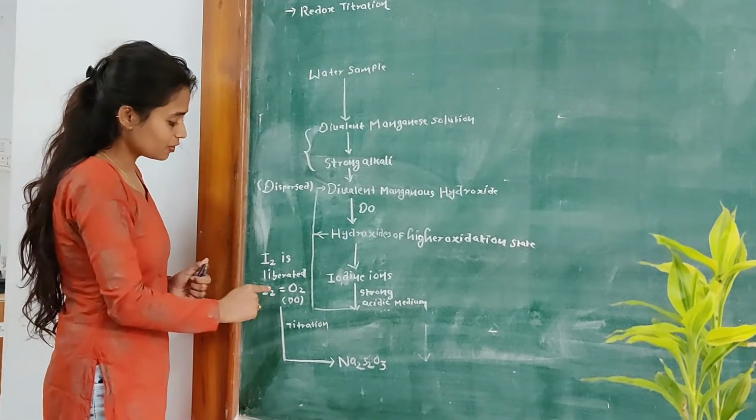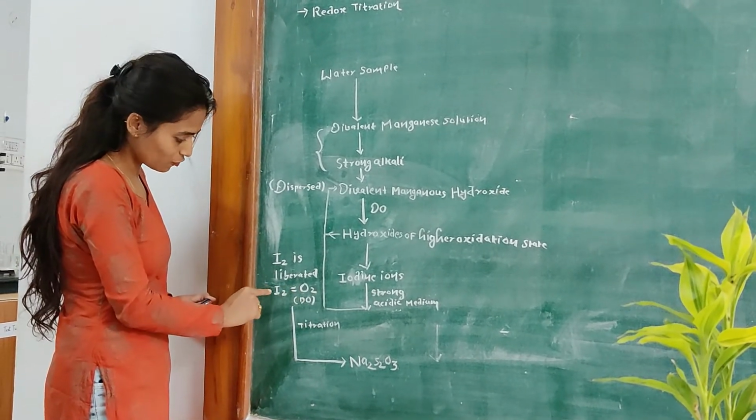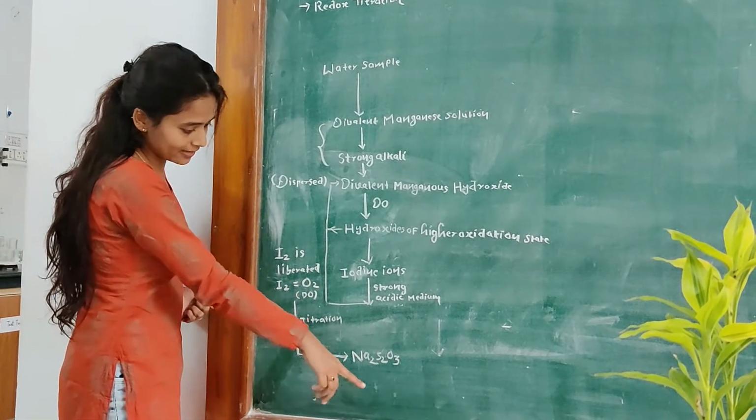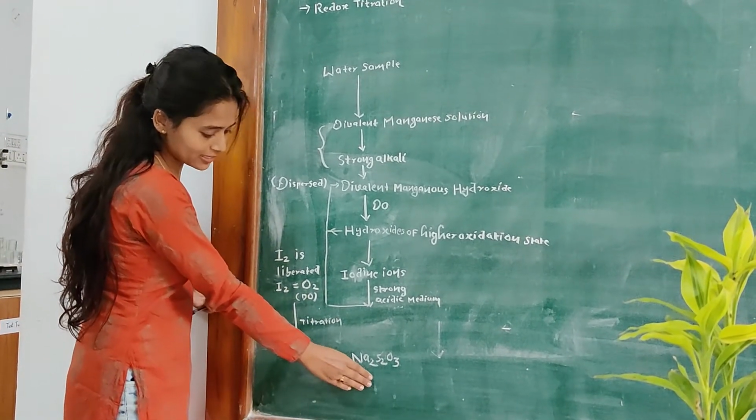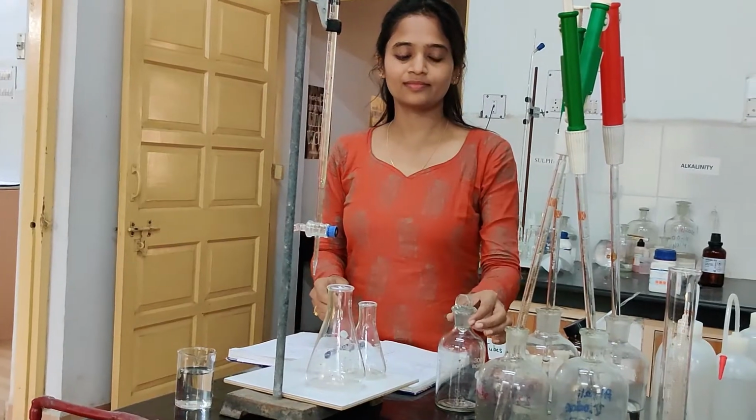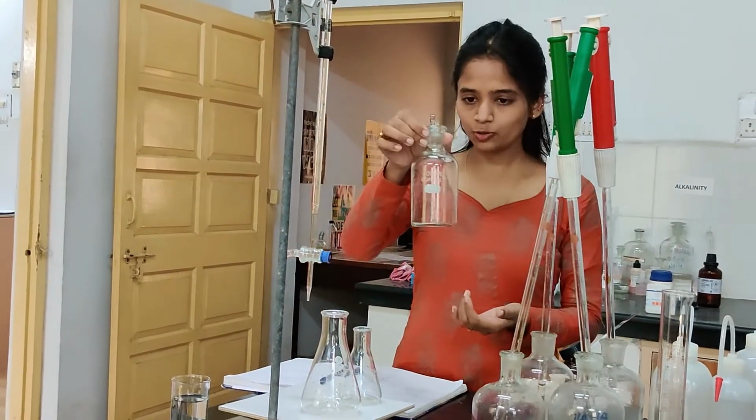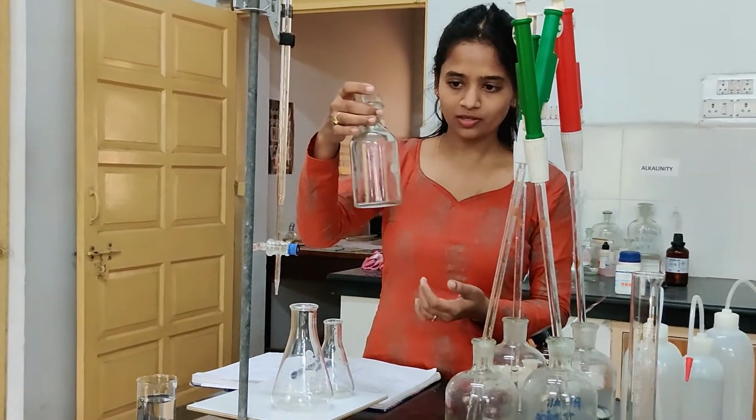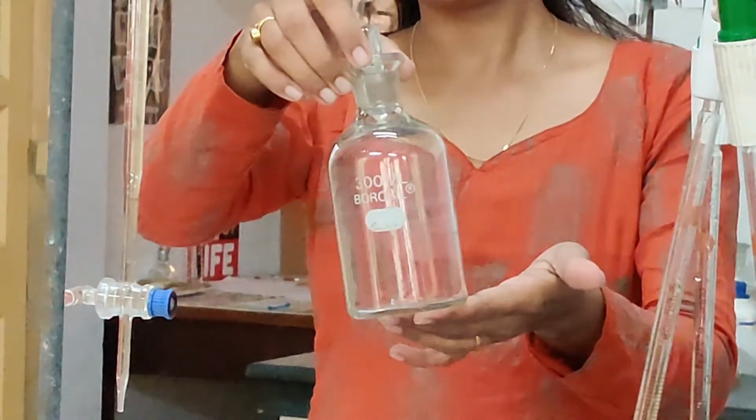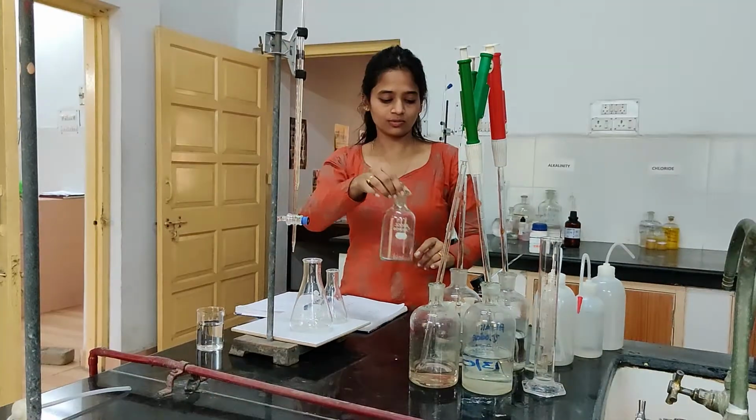So what are we going to do here? We are just calculating the amount of I2, which is equal to O2, by titrating it against Na2S2O3, that is sodium thiosulfate. This is known as the DO bottle. This is of 300 ml capacity. So we are going to use this for DO estimation.